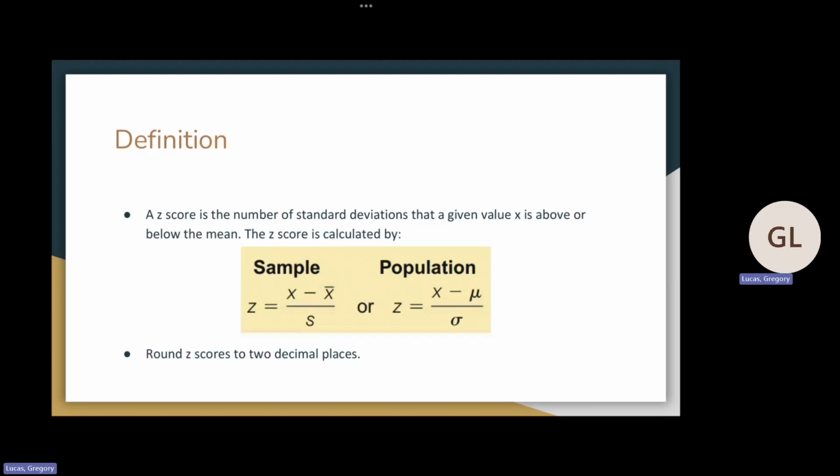So to compute the z-score, if we want to do it by hand, z is equal to x, so the value, minus the mean, divided by the standard deviation. And if it's a population, same thing. Instead of x bar and s, we'll use mu and sigma. And we're going to round z-scores to 2 decimal places. And we'll see why a little bit later on. But a lot of times we'll use technology as well to find these z-scores.